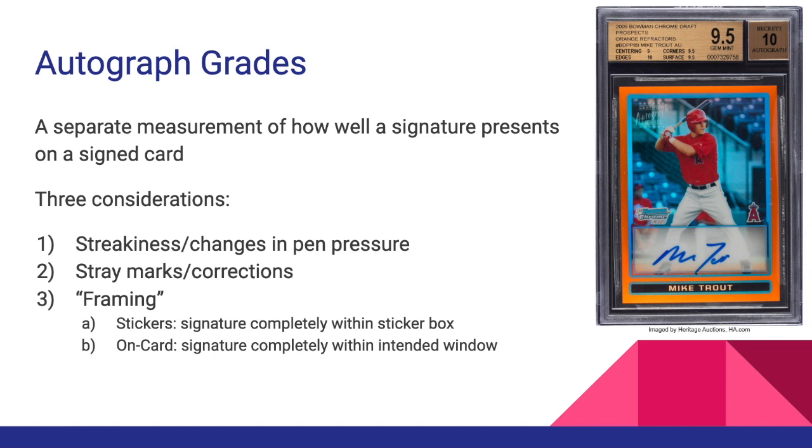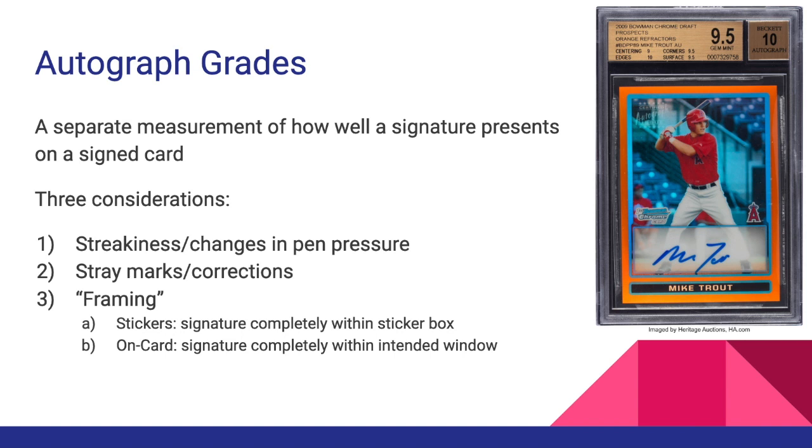Some of the things that you'll look for with autograph grades are maybe the streakiness or changes in pen pressure, with a signature lighter in some spots because the signer isn't putting as much pressure on the pen when they're signing it. Perhaps some stray marks that you might see because they accidentally nick the card with a Sharpie, or they have to try to correct their name because they put the wrong letter in. You only get one shot at it. The ink is permanent. Then there's the framing of the autograph as well.